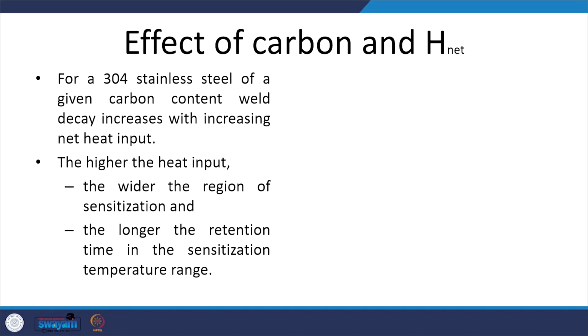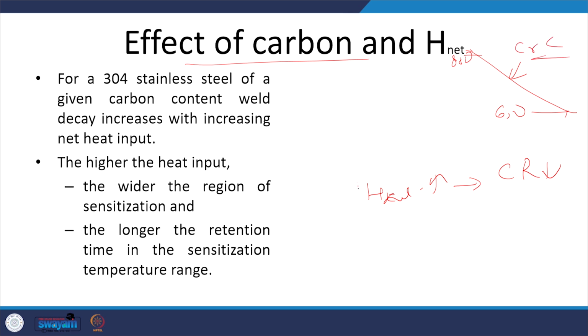Okay. So, the effect of carbon and H net: when the heat input H net is more, of course, the cooling rate is reduced, giving slow cooling in the sensitive temperature range of 650 to 850 degrees centigrade. Because of the long time, this will facilitate easy chromium carbide precipitation. So, increasing heat input will increase the chromium carbide precipitation tendency, and also increase the width which is affected by the sensitization and weld decay.